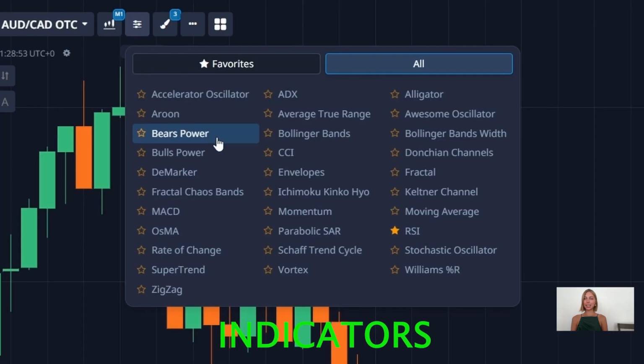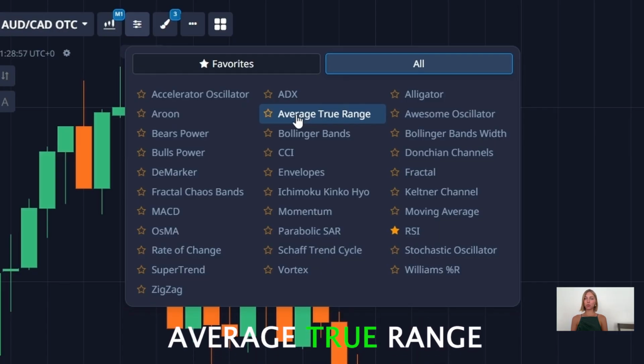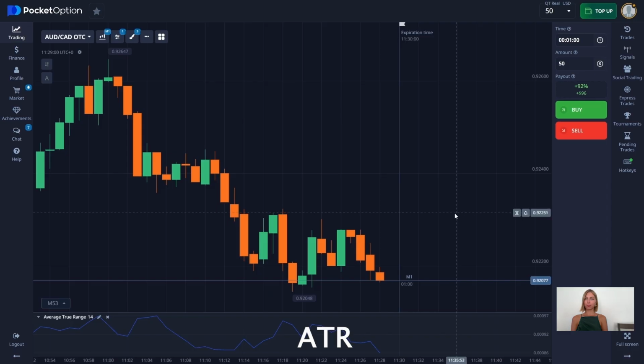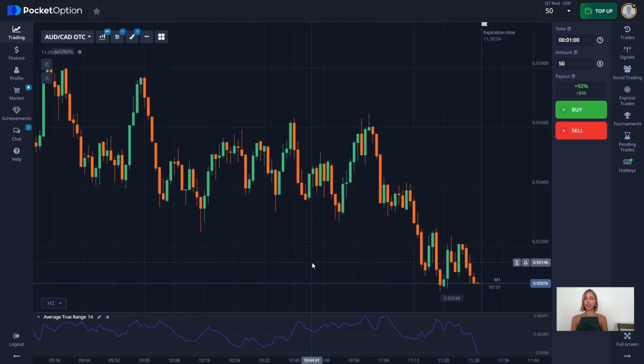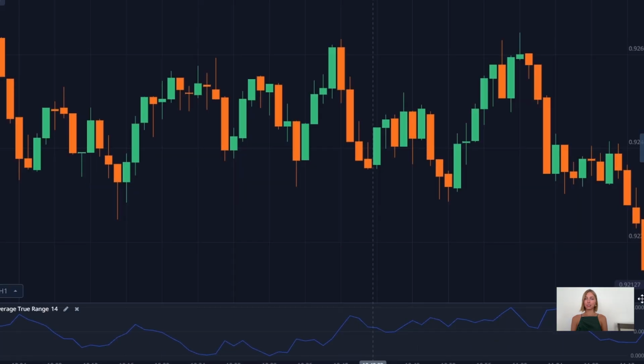So now let's add the indicator with which we will make money. We go to the indicators section and add the average true range indicator, or ATR for short. Now let's figure out how to use this indicator. So this indicator shows us volatility. If the ATR value goes up, it means increased volatility and that it is growing. If the ATR value goes down, it means that market volatility is falling.